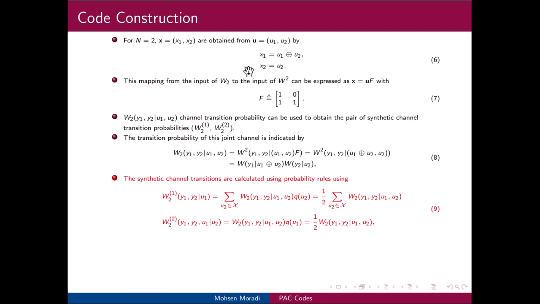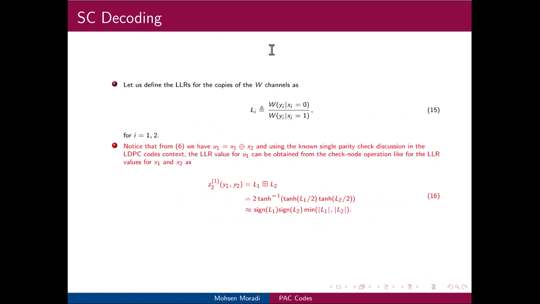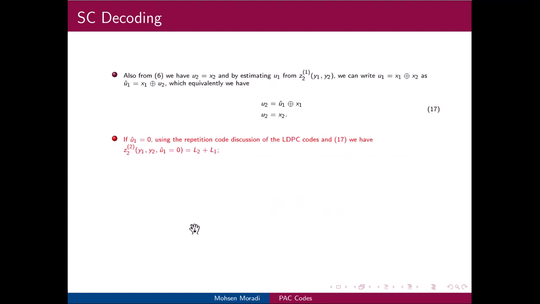U2 is equal to x2, so this one is x2. So U1 is equal to x1 plus x2. This is just XOR. This is very well studied in LDPC codes: if we have the LLRs L1 and L2, here we are assuming that the code length is 2. So if we know the reliability, the LLRs of the first and second channel inputs, the LLR of the summation of these two can be obtained from this or this approximation: sign of L1, sign of L2, minimum of the absolute values of L1 and L2. And this is the check node operation in the LDPC code literature.